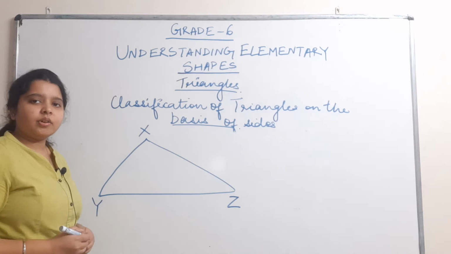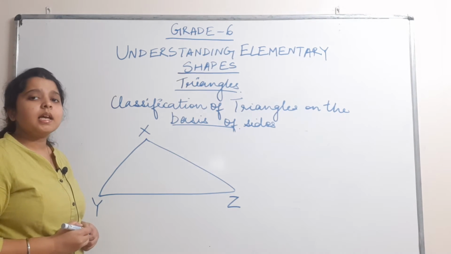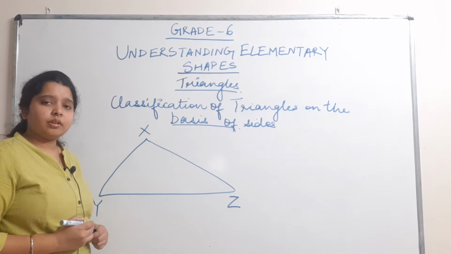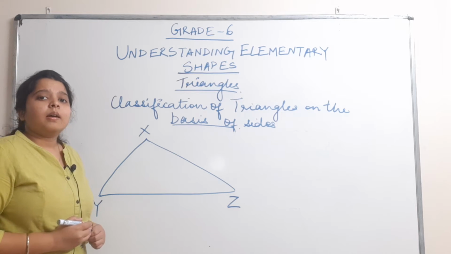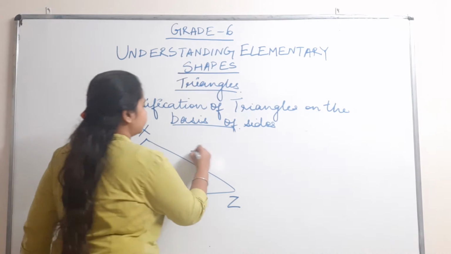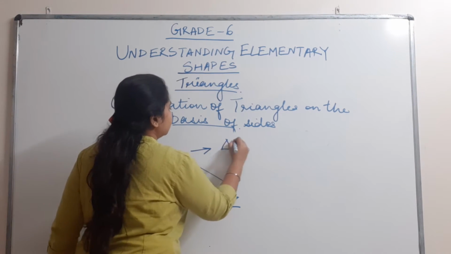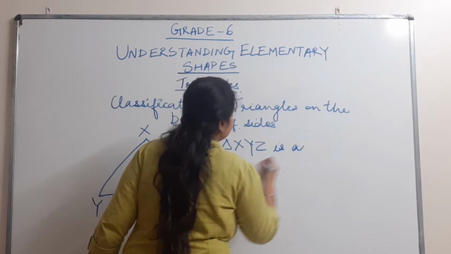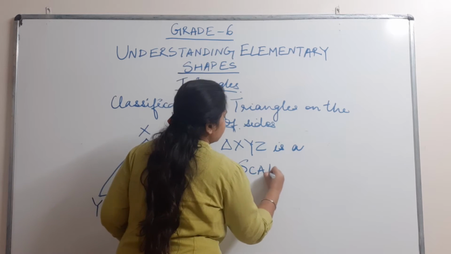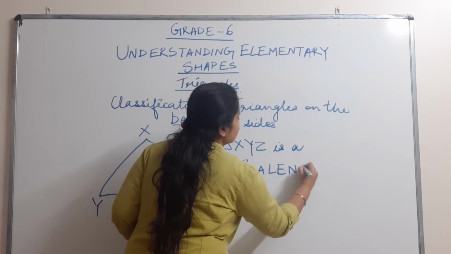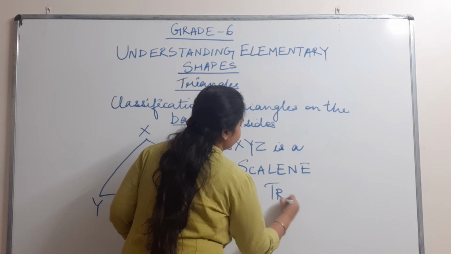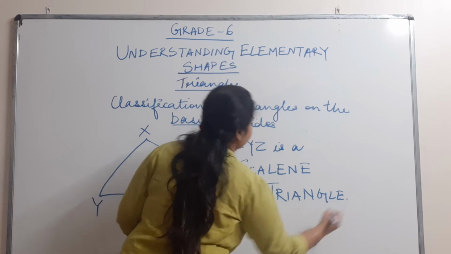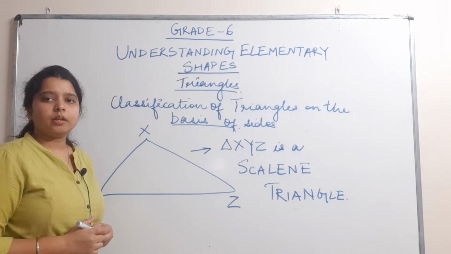This is another triangle XYZ. In this, none of the sides are equal to each other. Then the triangle is known as scalene triangle. Triangle XYZ is a scalene triangle. Is that clear?